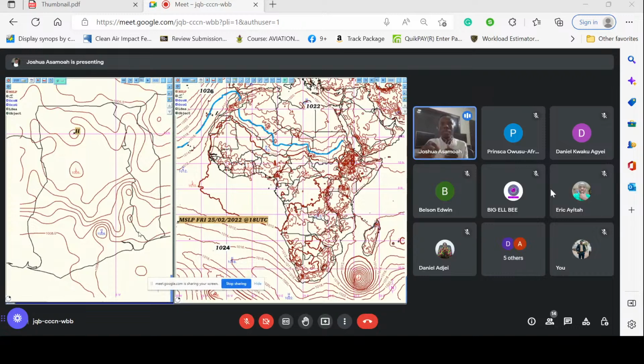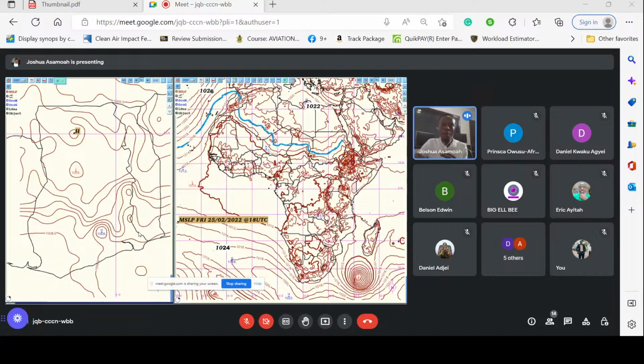So you're not just looking at the value, the ridge coming into the country, but the value also plays an important role in which areas you should be expecting weather conditions to be seen. So first, you look at the whole continental pressure systems. So that's why we have Africa and then Ghana. You are looking at how all the pressure centers are behaving, which areas have lower pressures, which areas have higher pressures.